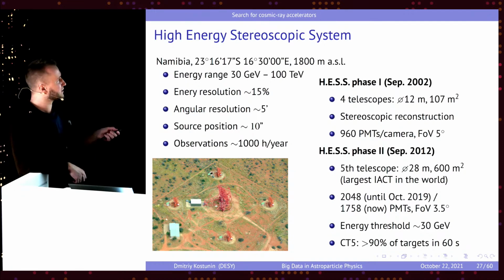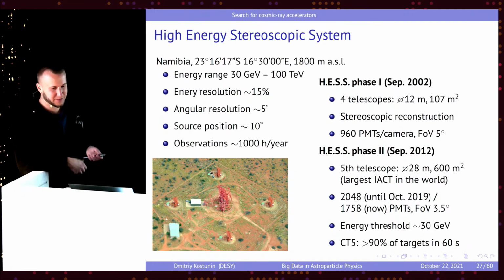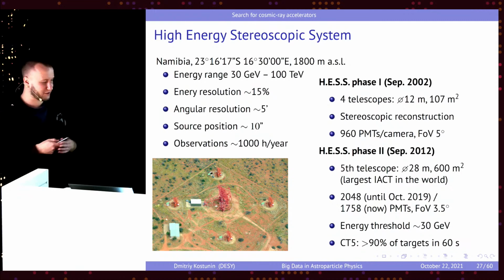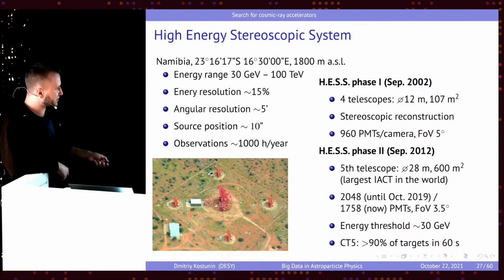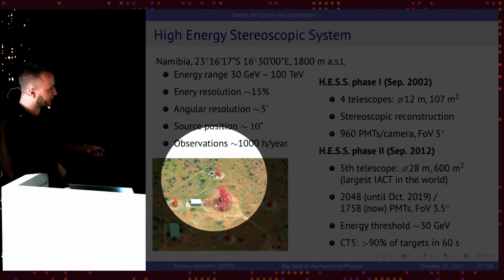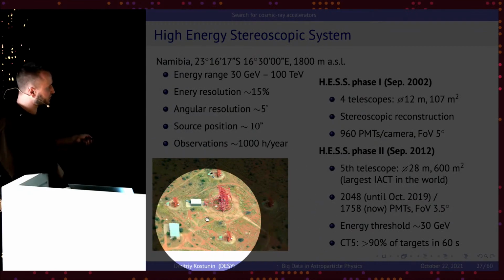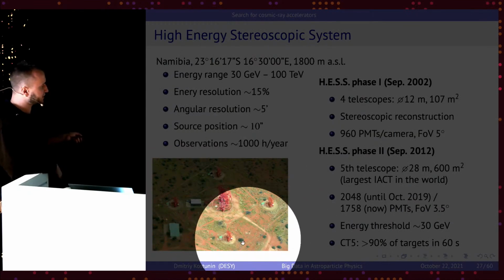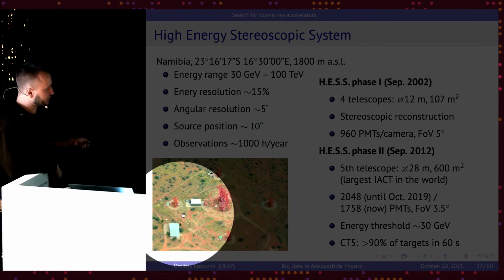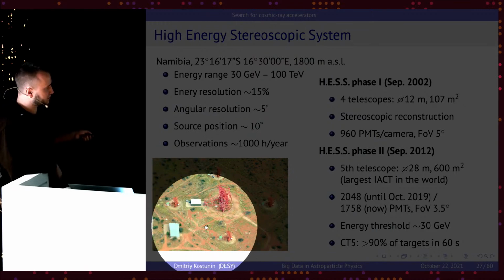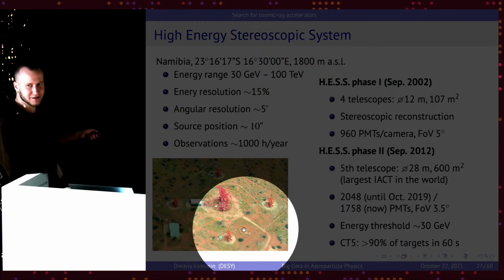It's called the High Energy Stereoscopic System, named after Victor Hess, who discovered cosmic rays. This is the bird's-eye view of the array. We have 4 telescopes with 12-meter mirrors. The distance between them is about 200 meters, and we have a really huge one in the center.